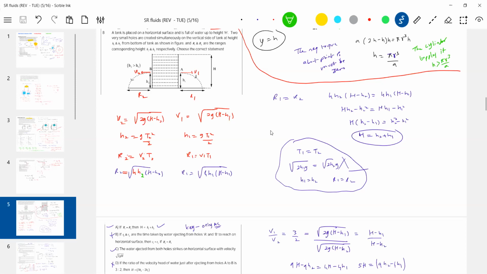Okay, will you get anything? I think here is what the data is available. If R1 equal to R2, I have this one. I'll square, then I'll solve for this. So I'll end up with capital H equal to H1 plus H2.